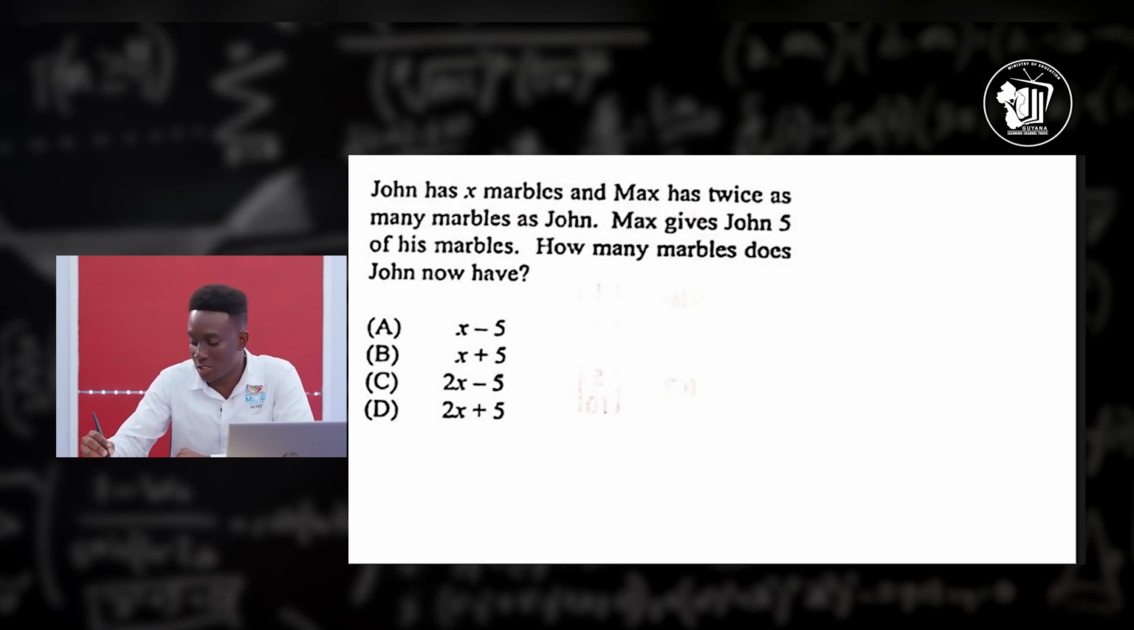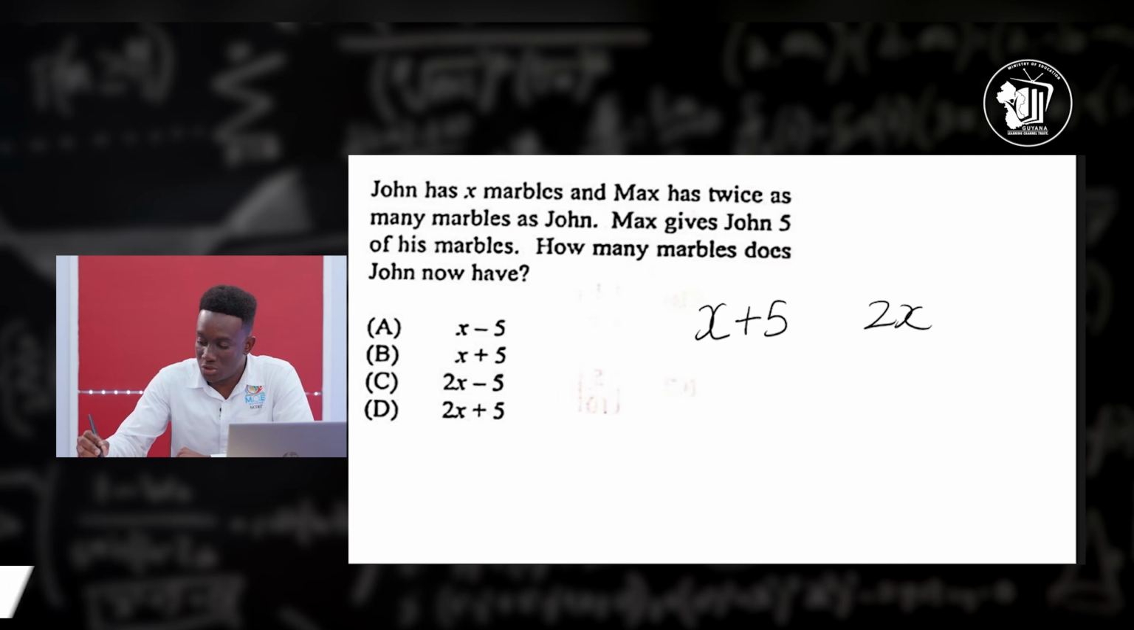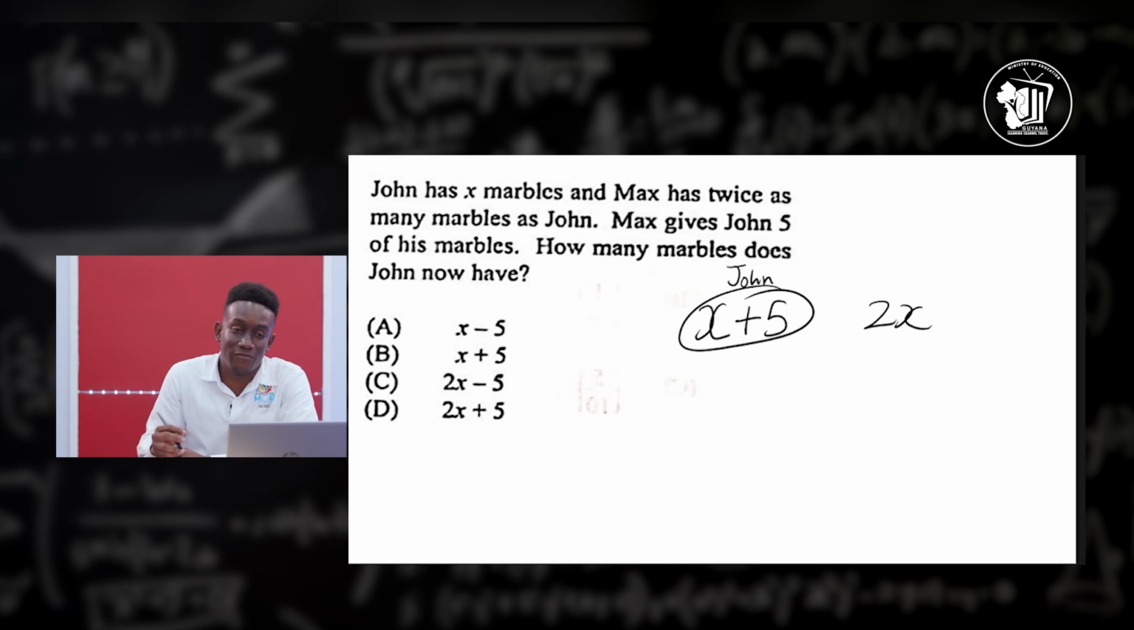So we see John started out with x marbles. And then Max has twice as many, so Max has 2x. So Max gives John 5 of his marbles. So John now has x plus 5 marbles. And I want to know how many marbles John will now have. So John has x plus 5 because 5 additional were added to his marbles. So it is x plus 5, which is B.